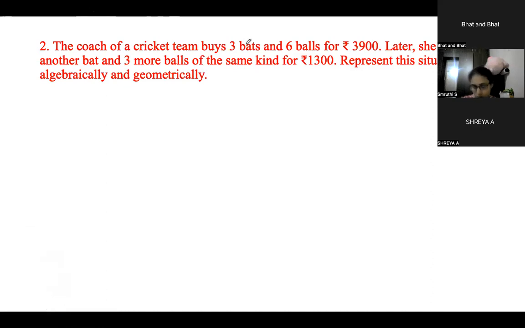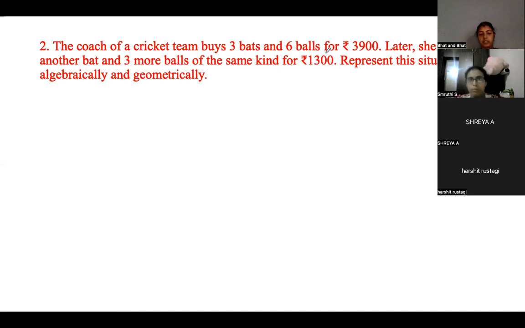Now the second question is, the coach of a cricket team buys 3 bats and 6 balls for 3,900. Later, she buys another bat and 3 more balls of the same kind for 1,300. Represent this situation algebraically and geometrically. So geometrically is nothing but graphically you have to represent it. Okay.